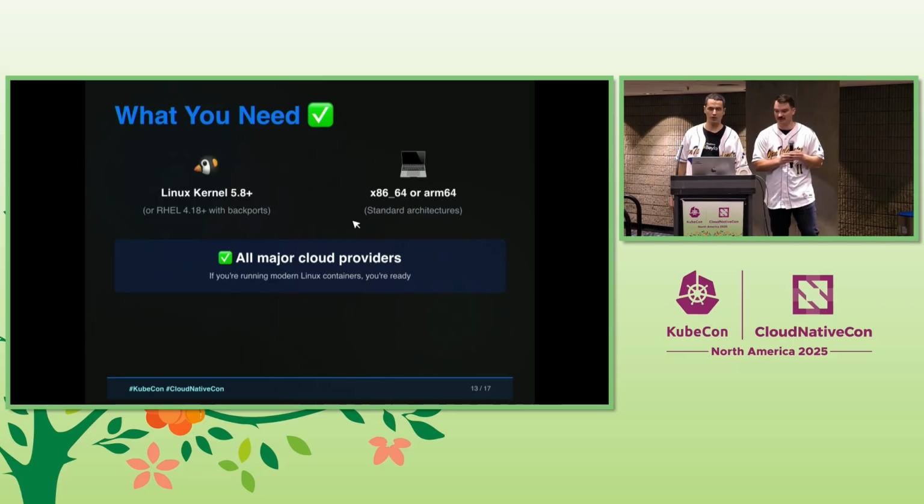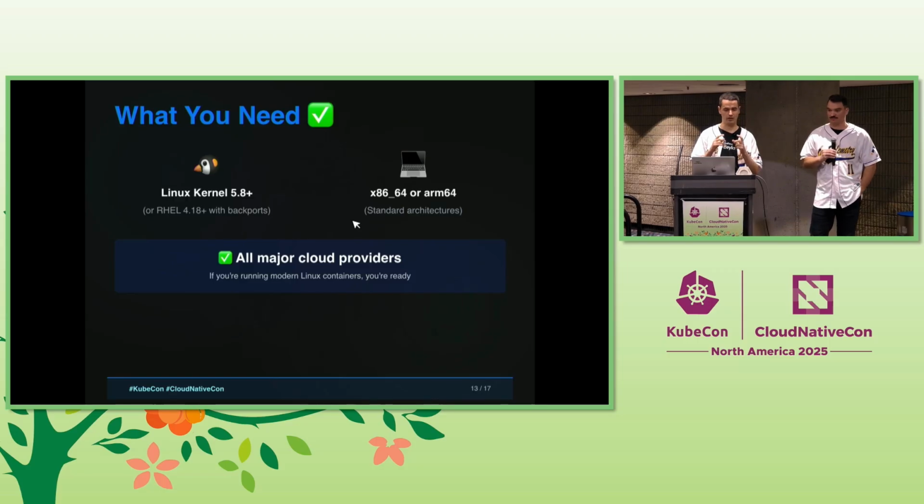Okay, so what do you need to run that? You need a Linux kernel, at least version 5.8. That means any Linux kernel younger than 5 years should work. Even if you have a Red Hat 8 or CentOS 8, which has kernel 4.18, this kernel from Red Hat backports all the eBPF patches to that kernel, so it will work also in CentOS or Red Hat 8.